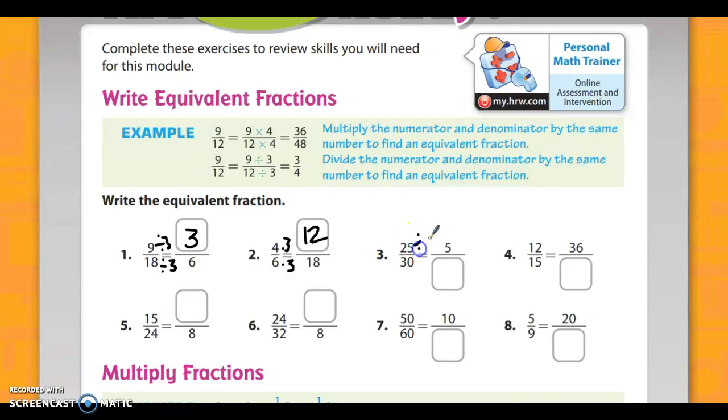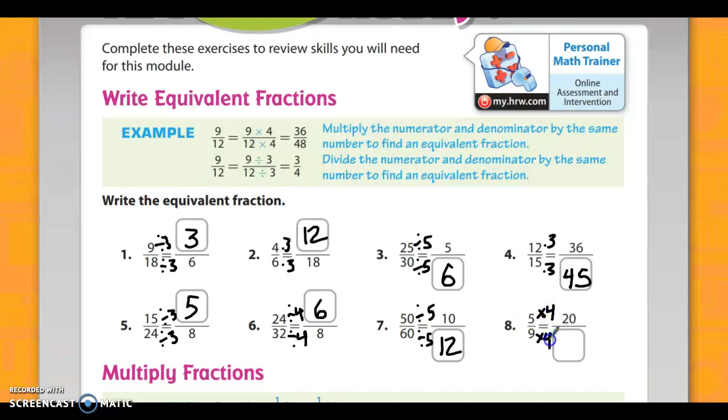To get from 25 to 5, you divide by 5. 30 divided by 5 is 6. To get from 12 to 36, I multiply by 3. 15 times 3 is 45. To get from 24 to 8, I divide by 3. 15 divided by 3 is 5. To get from 32 to 8, I divide by 4. 24 divided by 4 is 6. Divide by 5. 60 divided by 5 is 12. And multiply by 4. It's 36. If you need extra help on those, please let me know.